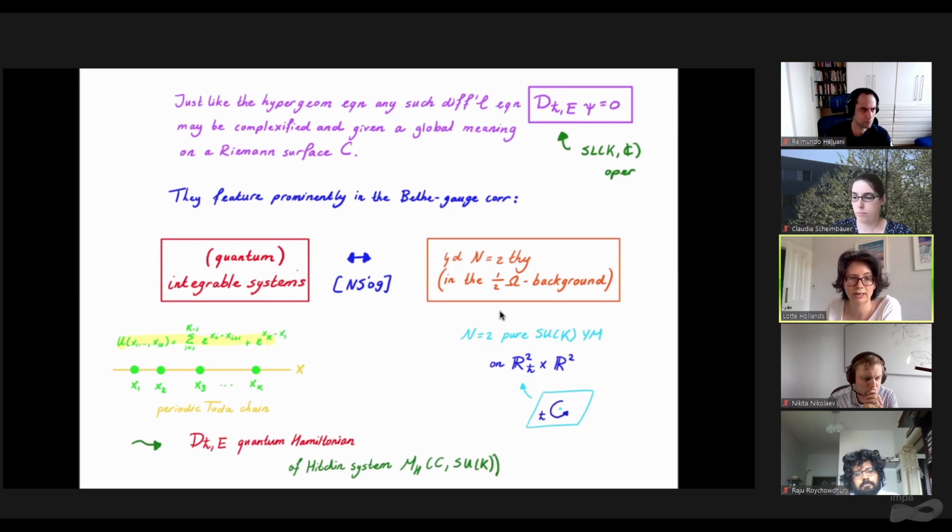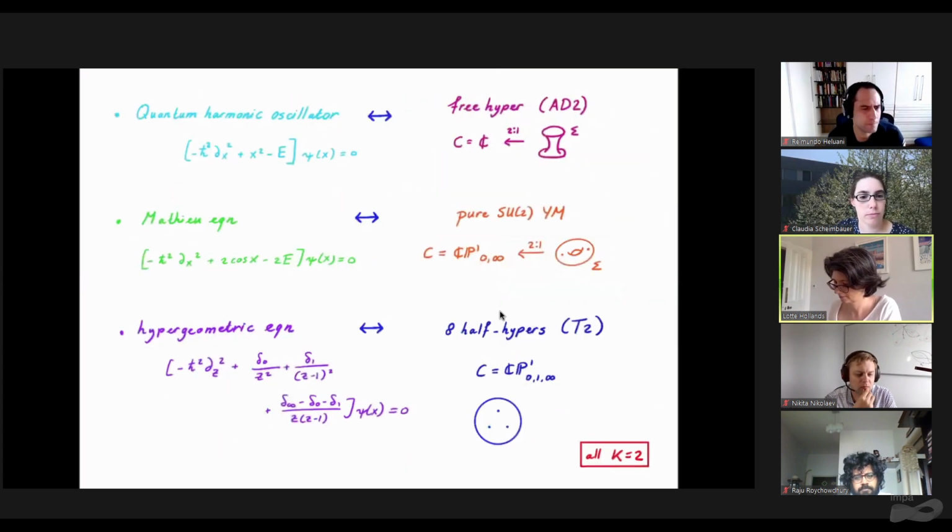So more generally, these integrable systems, I should say, are of Hitchin type. And these operators, with parameters h bar and E, may be seen as quantum Hamiltonians of this Hitchin system, which is based on the surface C.